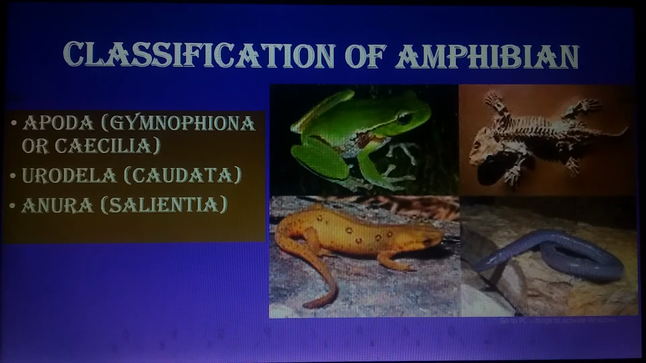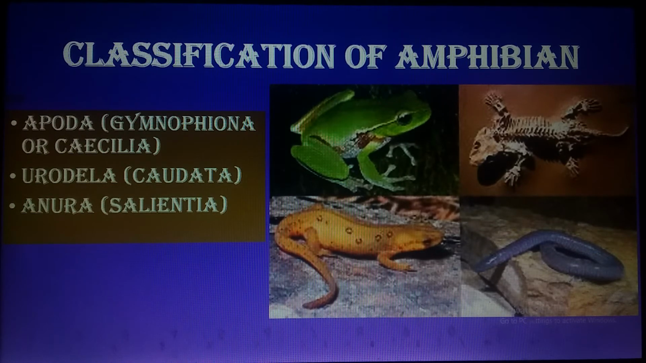Now, classification of amphibians. There are basically 3 classes of amphibians. Number 1, Apoda. They are also known as Gymnophiona or Caecilia. Commonly known as Caecilia or Apoda. Most people are familiar with Caecilia and Apoda, but sometimes Gymnophiona is also used. This is the old name. Urodela, that is known as Caudata. Why it is called Caudata, why it is called Urodela, why it is called Apoda, I will tell you.